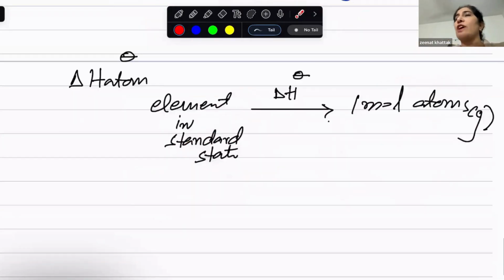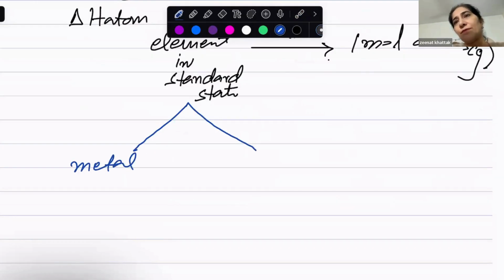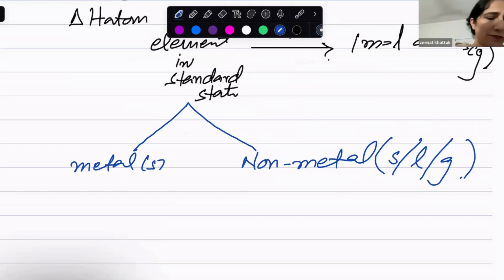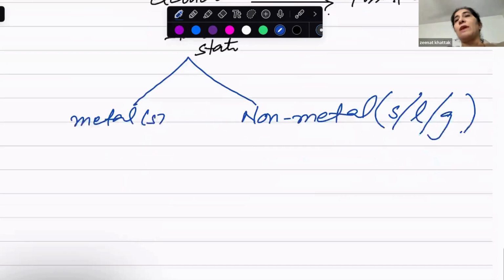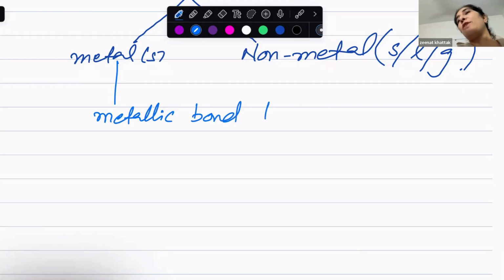Now elements are of 2 types. They could be metal, they could be non-metal. Non-metal could be solid, could be liquid, could be gas, depending on the strength of intermolecular forces. Now, metal. In metal, the metallic bond breaks. The metallic bond breaks, right?